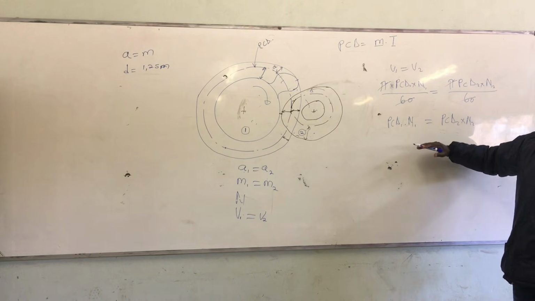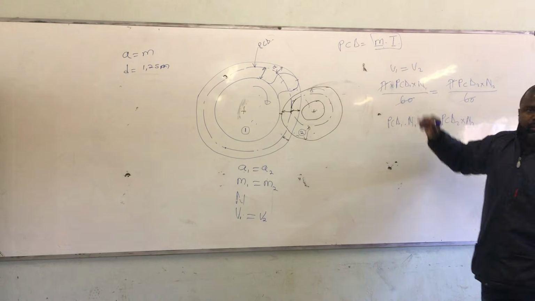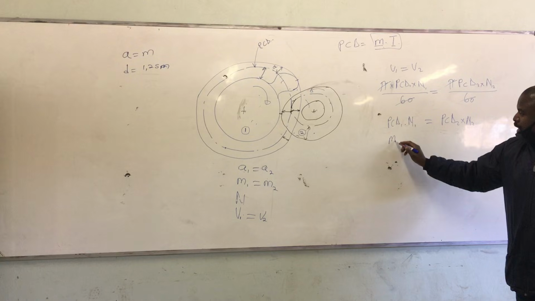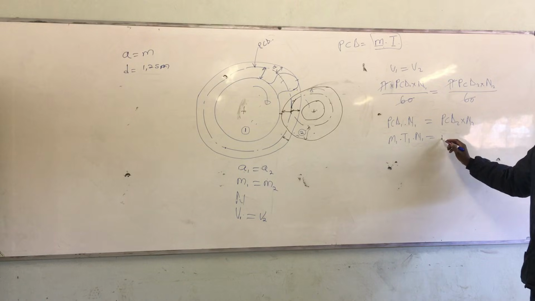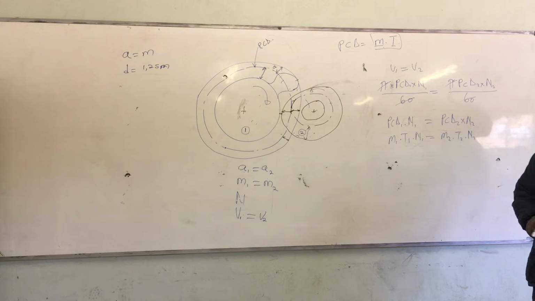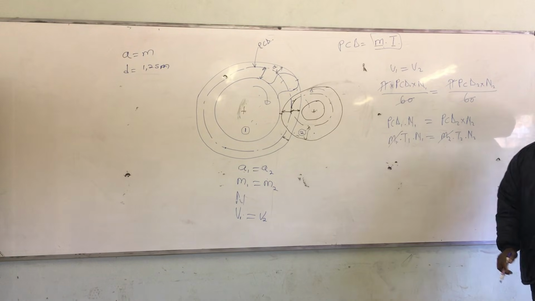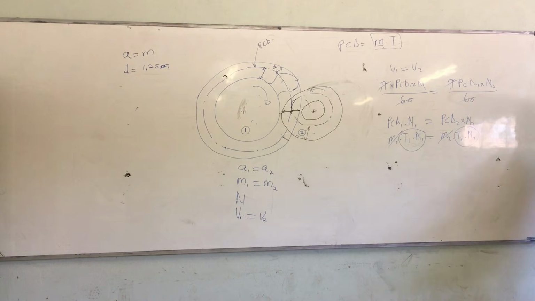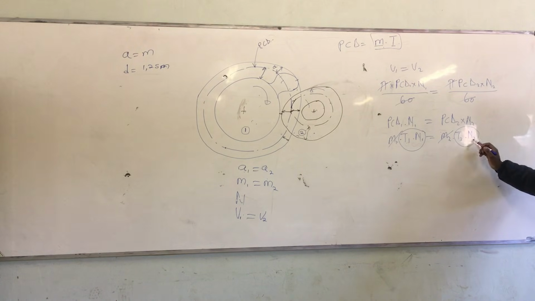So okay, before I carry on with this one, let us first substitute. PCD is module times T. So here we can say module 1 times T1 times N1 is equal to module 2 times T2 times N2. Module 1 and module 2 cancel because they're the same. Eh? So can you see? Now you are left with this ratio: T1 N1 equals T2 N2.